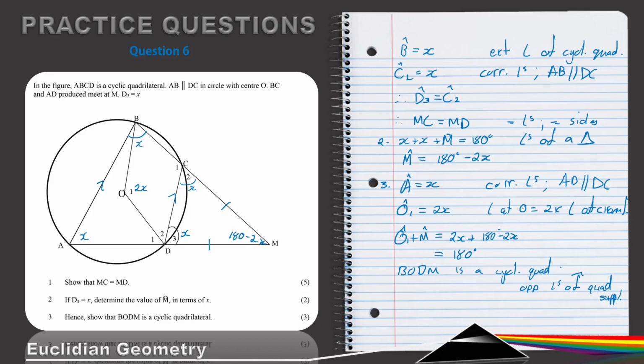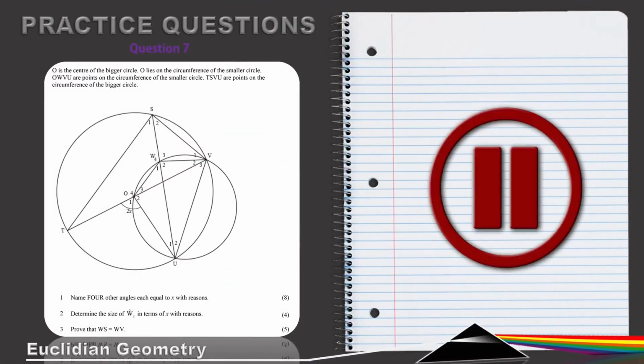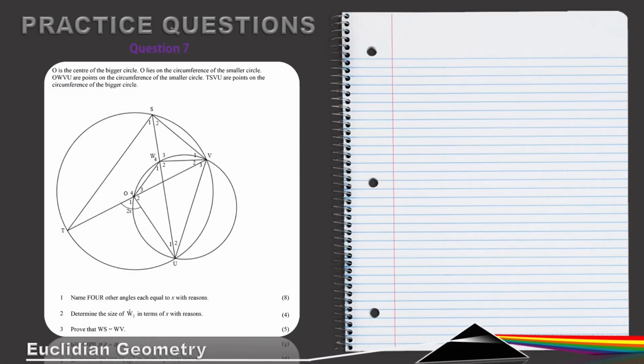Right, then that is done for question 6. And now for question 7. So O is the center of the bigger circle O. O lies on the circumference of the smaller circle. OWVU are points on the circumference of the smaller circle. TSVU are points on the circumference of the bigger circle.